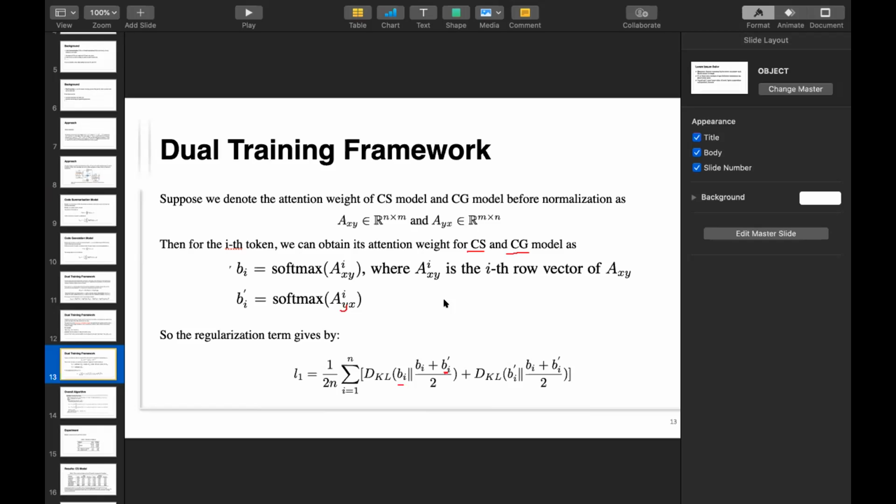So the KL divergence. Why is this using the average? Why not just use the divergence of BI and BI prime? By right, it's supposed to be BI and BI prime. It's just a more intuitive way. Yeah, but my understanding is that maybe they don't want BI to become BI prime or BI prime to become BI. They want somewhere between BI and BI prime, that is the average of BI and BI prime. That's my understanding.